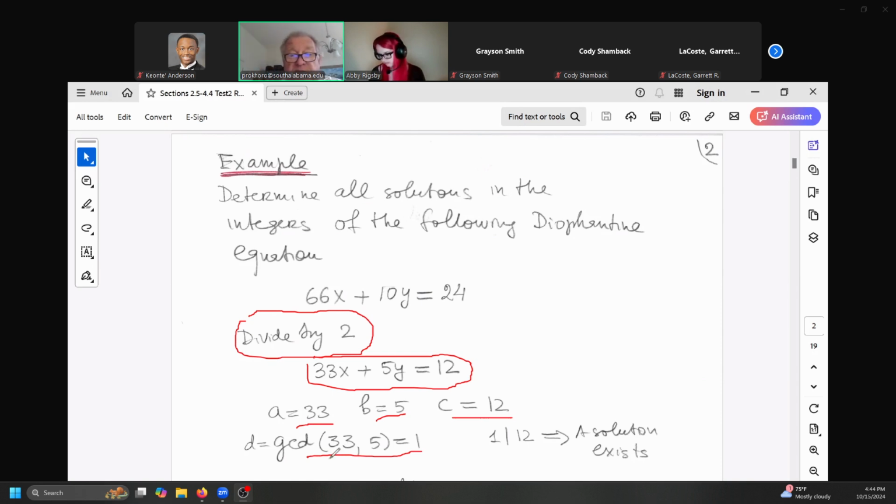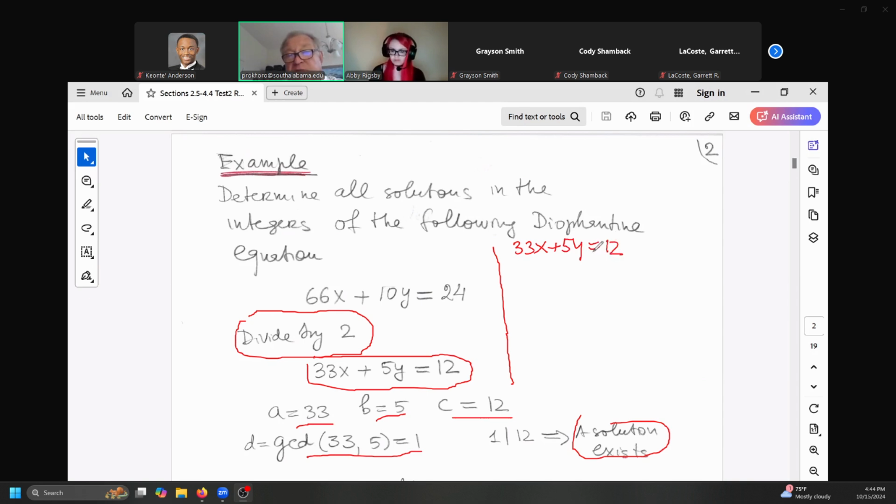What we can see? The greatest common divisor of 33 and 5 is 1, and 12 is divisible by 1. So a solution exists. Now we're going to use the same formula that we just used in the previous example, but first we need to find x naught and y naught. To do it, I'll take my equation and rewrite it in a different form.